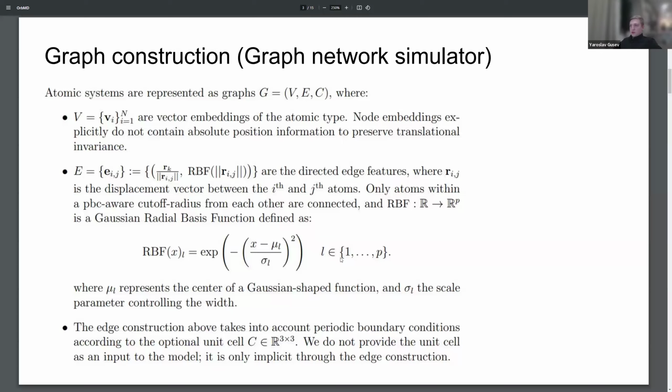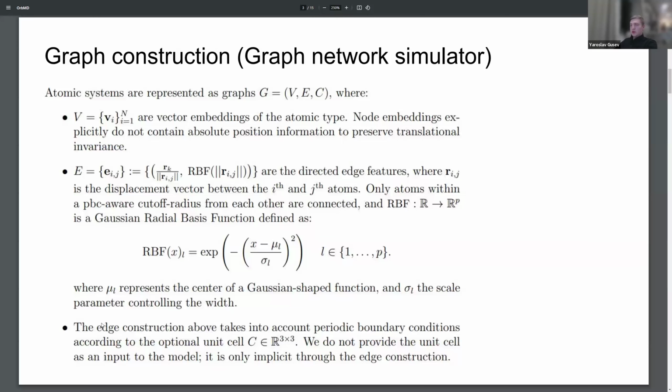Some vectors from those Gaussians, some features that correspond to the relation between the ith and jth atoms. But they're like three-dimensional vectors or whatever, multi-dimensional things. Okay.